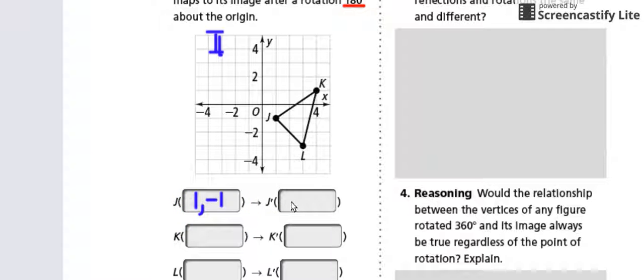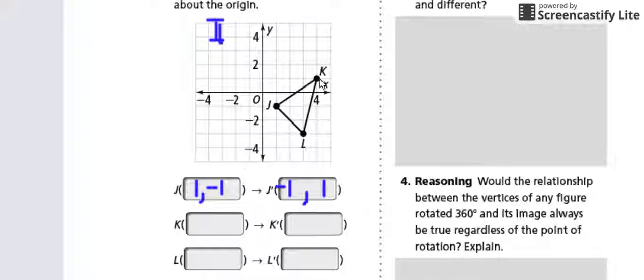So now you're going to go to J prime. The rule says keep your x and y the same. There it is. X, y, x, y. But now you're in quadrant 2, so then your sign is now negative, comma, positive. Your x's are negative, your y's are positive. Okay, now let's do K.